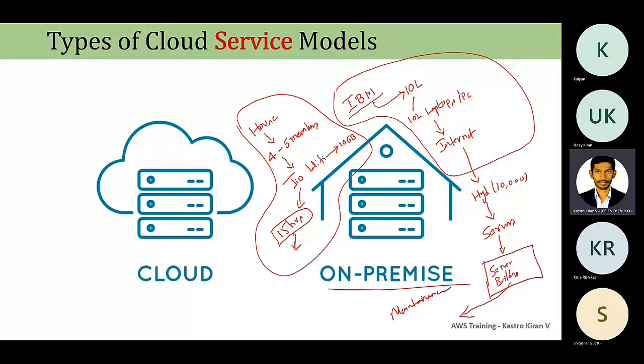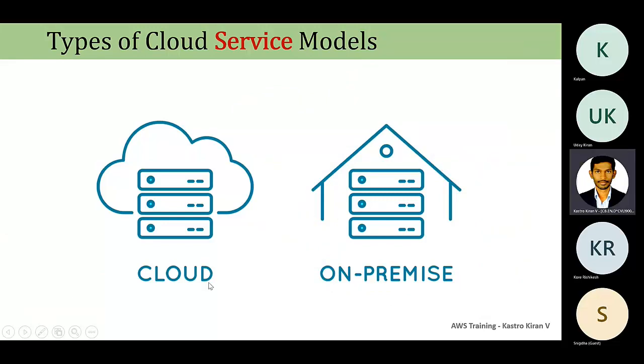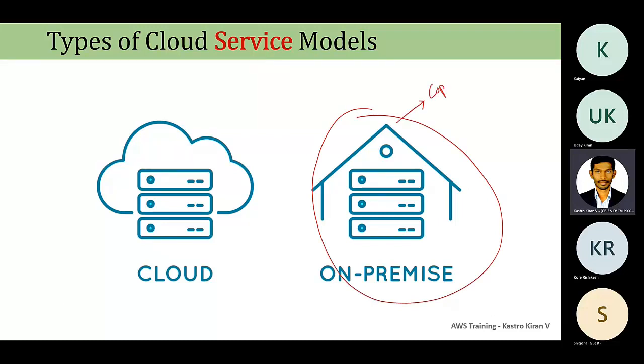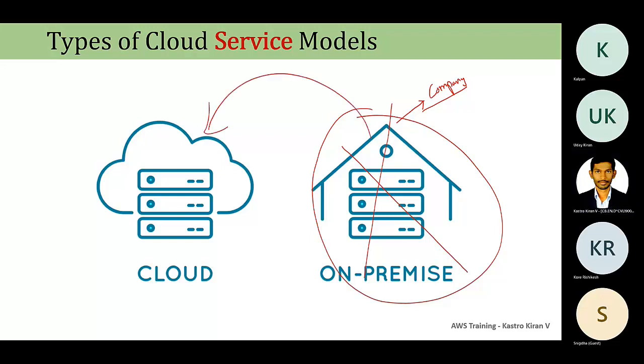So here what is happening? In the on-premises model, too much cost is involved. Along with the cost, it is all the company's risk, which has to maintain all this data. So the company has to maintain all this infrastructure. Whatever company you are working for, that company has to maintain all this infrastructure. Again, it's a burden for the company. So to avoid this kind of on-premises model, there came a technology called cloud computing. That's how cloud computing came into the picture.